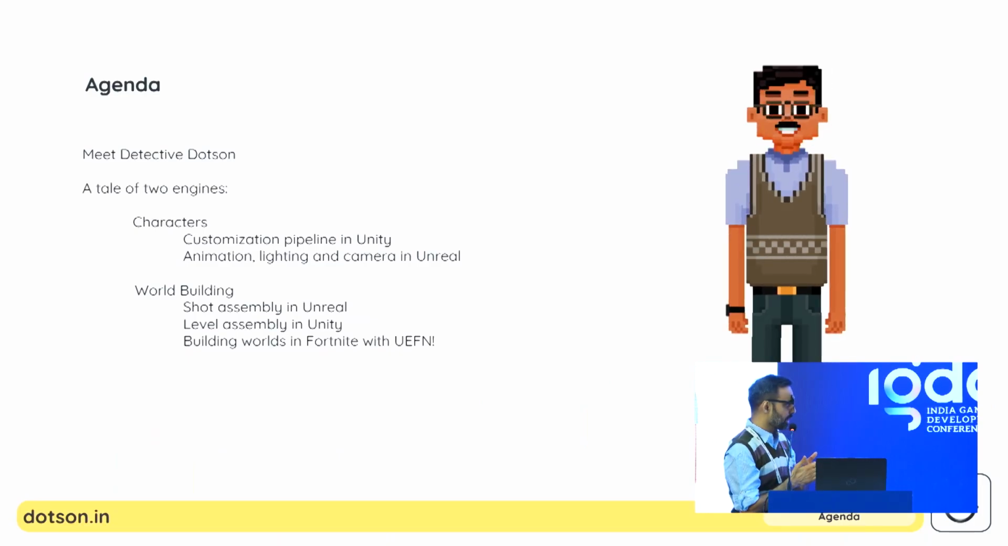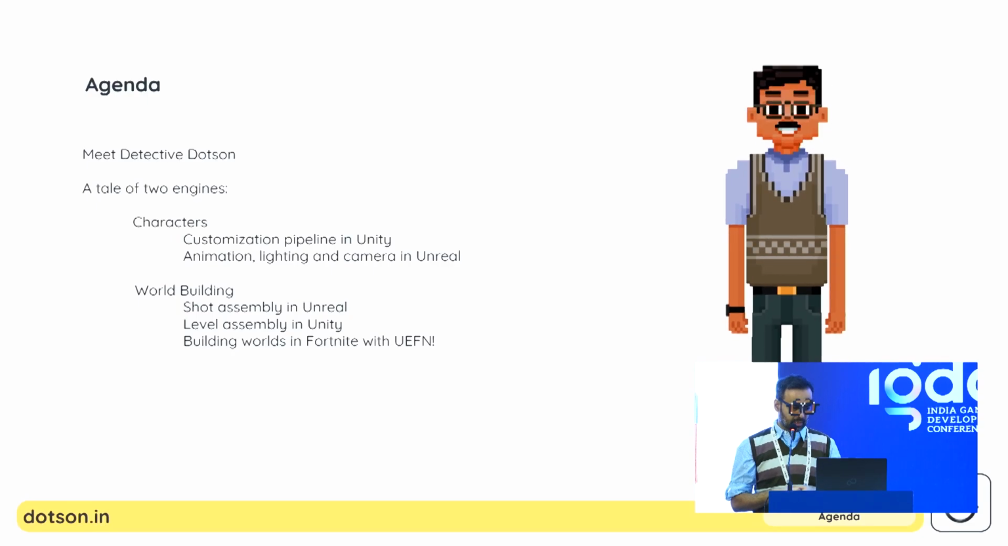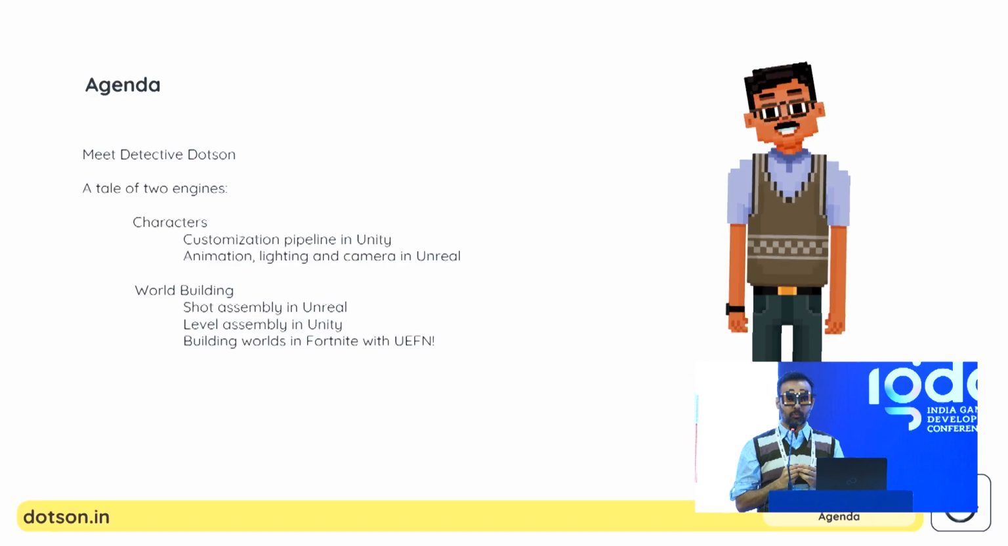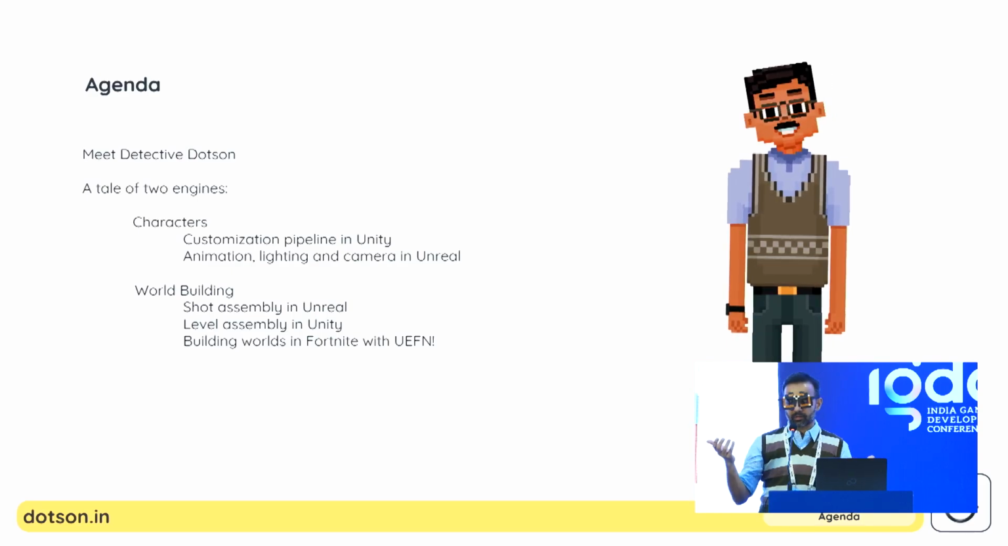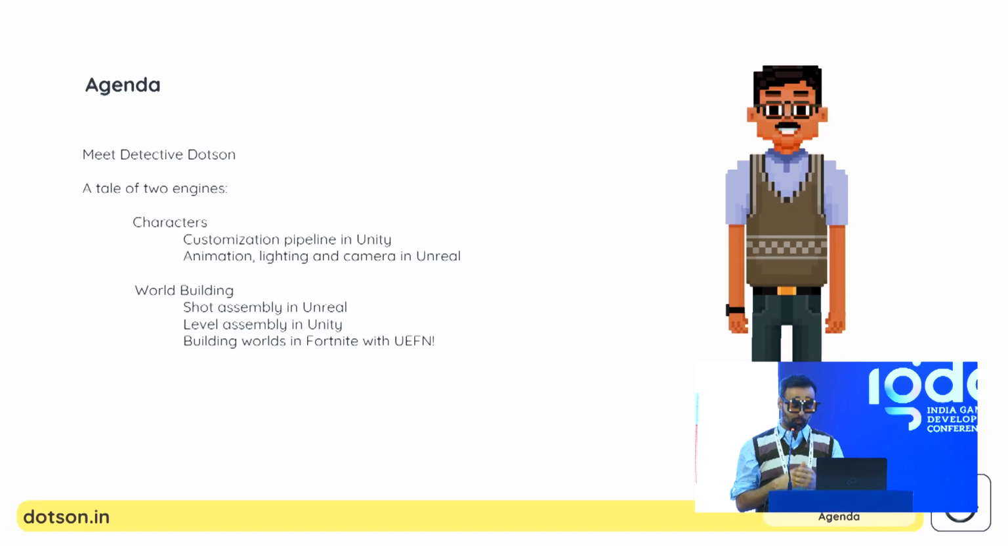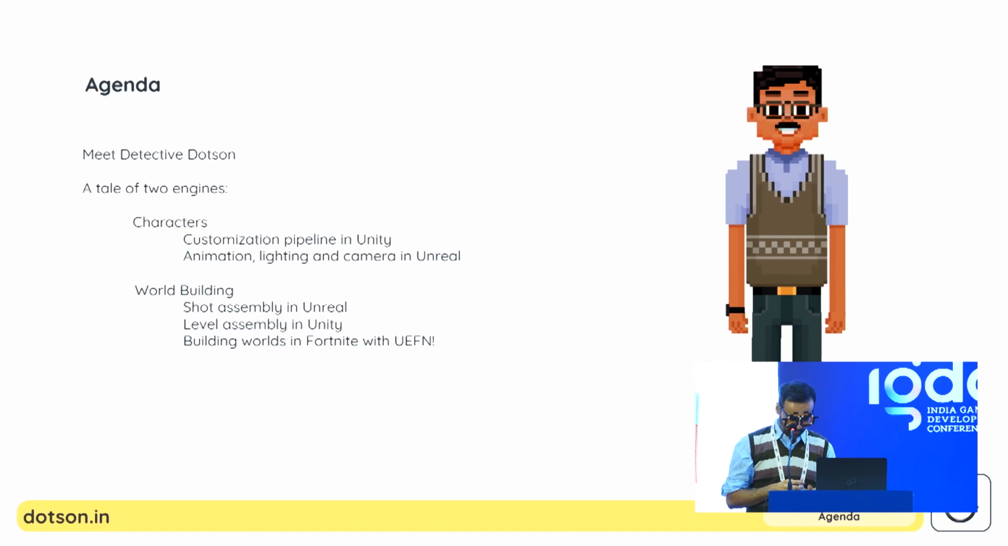So what are we going to talk about today? I'd like to show you Detective Dotson first to set some context. And then I want to divide this talk into Unreal Engine and Unity, but also in terms of characters and world building. So we'll cross paths and go between Unreal Engine and Unity and characters and worlds and understand what we're trying to do, why we're doing it, and all of that. Let me start by showing you a little bit about the game.